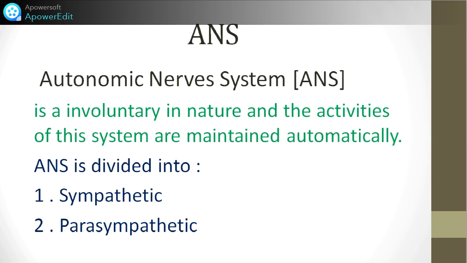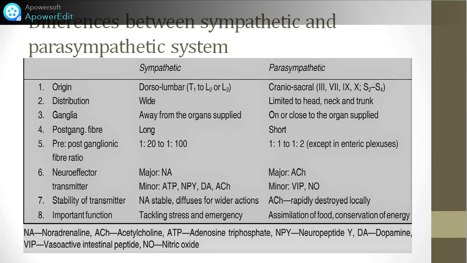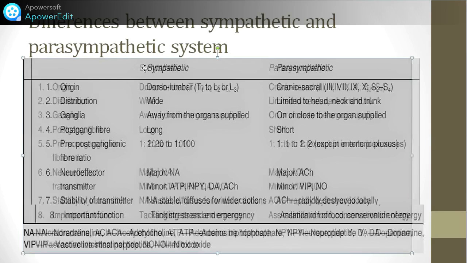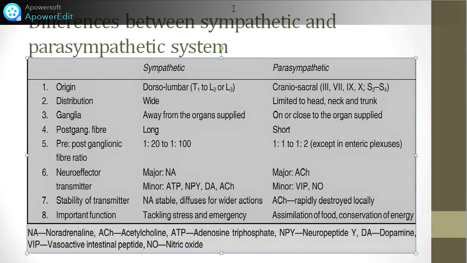Autonomic nervous system is involuntary in nature, and the activities of this system are maintained automatically. It is divided as sympathetic and parasympathetic nervous system. So let us see the difference between sympathetic and parasympathetic system. These are very basic points. We should remember it, learn it by heart, these points. So first, sympathetic system we'll see.